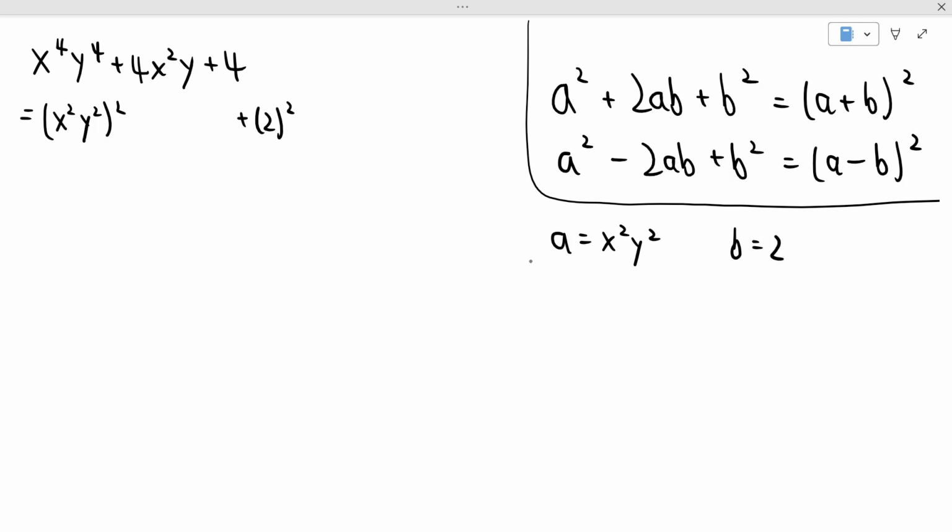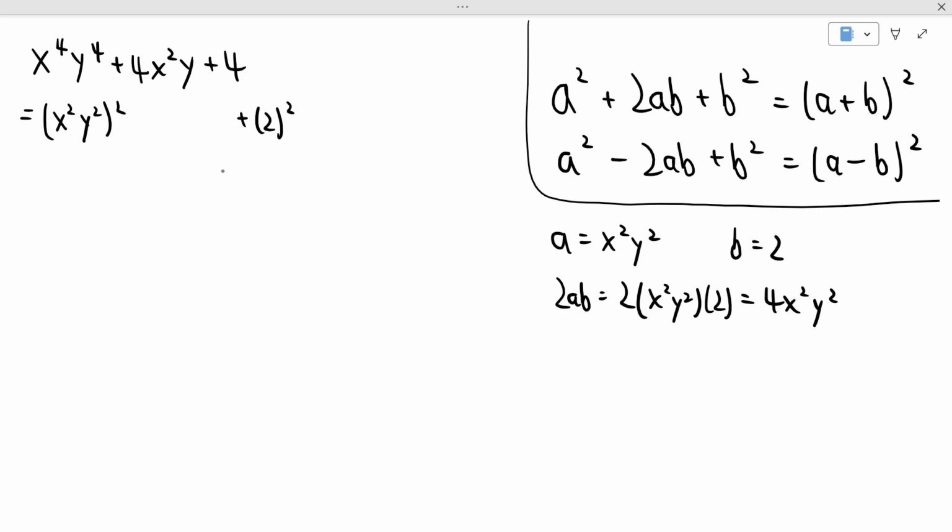But when we try to determine our 2ab term, we'll find that it just equals 2 times x squared y squared times 2, which is equal to 4x squared y squared. And that's not the same as our remaining term, 4x squared y. So this means this expression is not in the perfect square form, and we can't use our perfect square formulas to factor it. And this is something to look out for. Since, in this example, only the first and third terms can be written as a square term, and the 2ab term doesn't match up, this means the expression is not a perfect square.